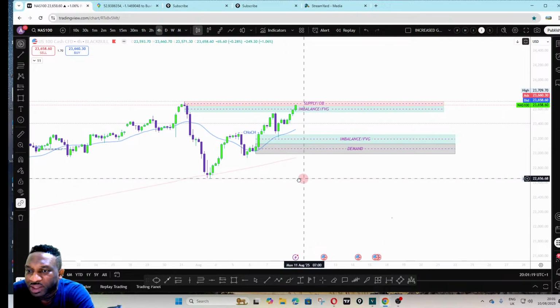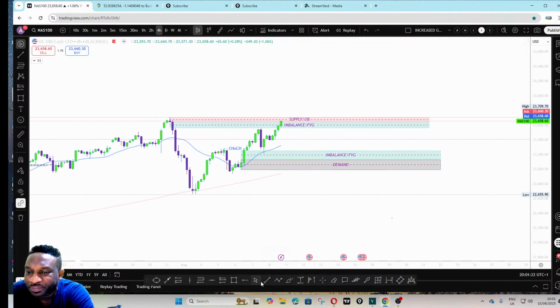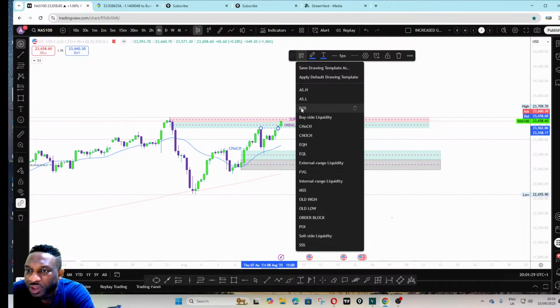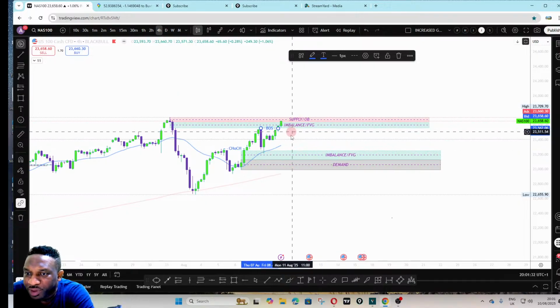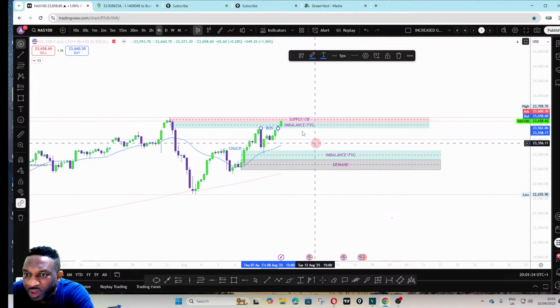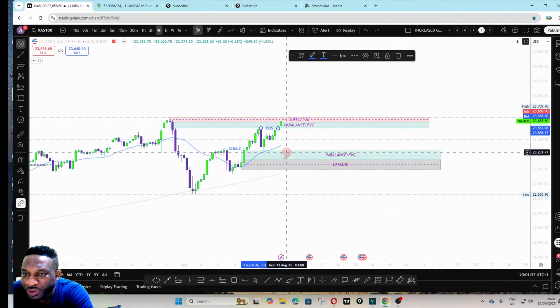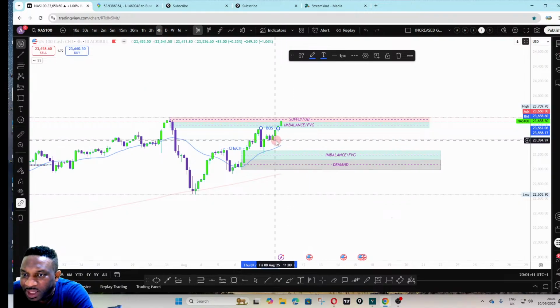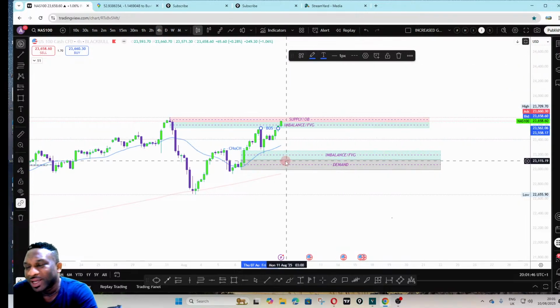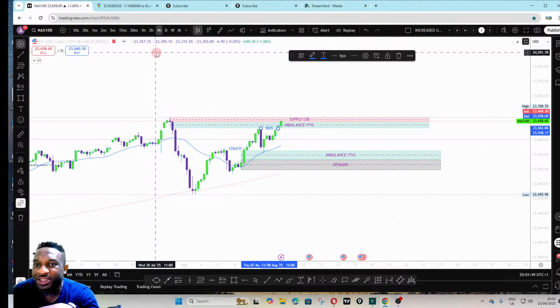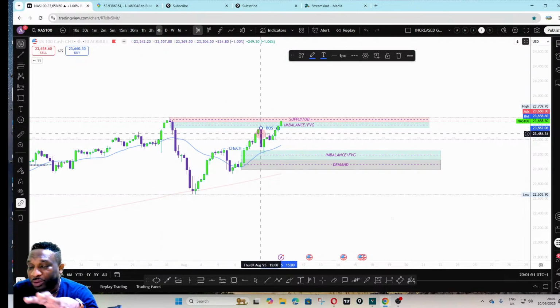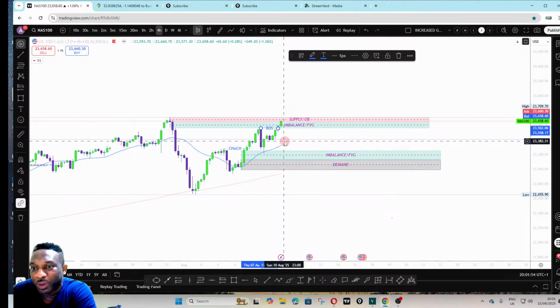Price tapped into the imbalance and pushed up, and again we have another break of structure here. From here we had another break of structure, BOS right here. From this break of structure, where is the origin? So we could say this is on the 4-hour time frame. From here you can zoom in by going into a smaller time frame to get a more precise area you are looking into.